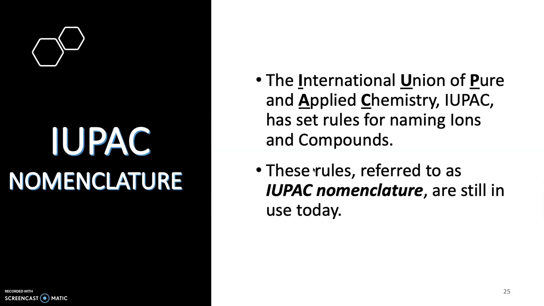The names of the monoatomic ions follow IUPAC's nomenclature rules. IUPAC stands for the International Union of Pure and Applied Chemistry. IUPAC has set rules for naming ions and compounds. These rules are referred to as IUPAC nomenclature, which are still in use today.